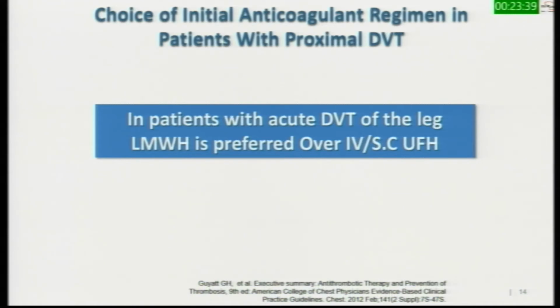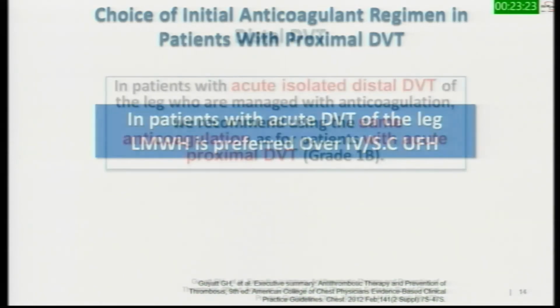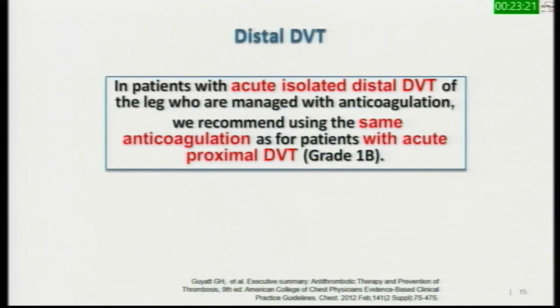What is the choice of the initial anticoagulant regimen in patients with proximal DVT? In patients with acute DVT of the leg, low molecular weight heparin is preferred over intravenous or subcutaneous unfractionated heparin. In isolated distal DVT of the leg managed with anticoagulation, we recommend using the same anticoagulation as for patients with acute proximal DVT. And the references are always put down on the slide.